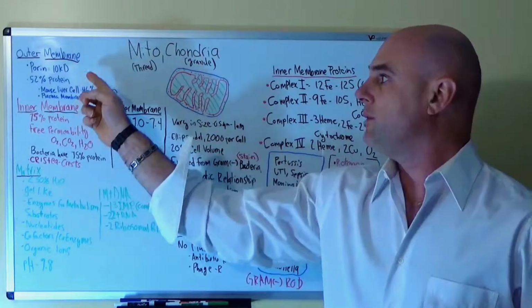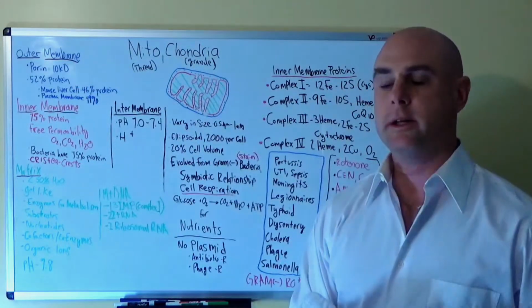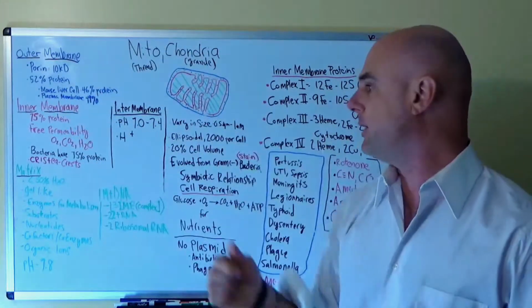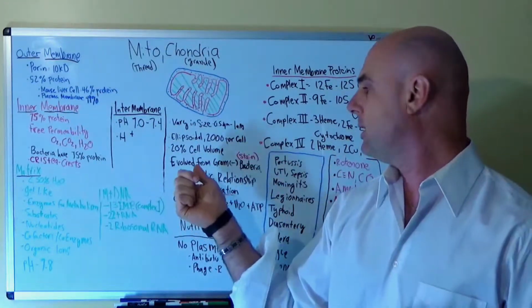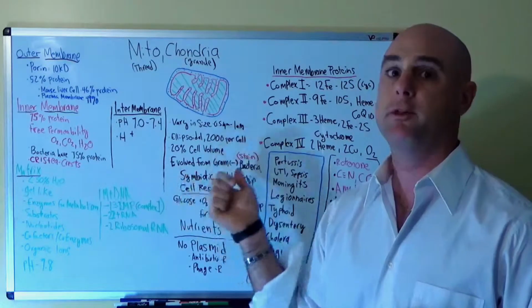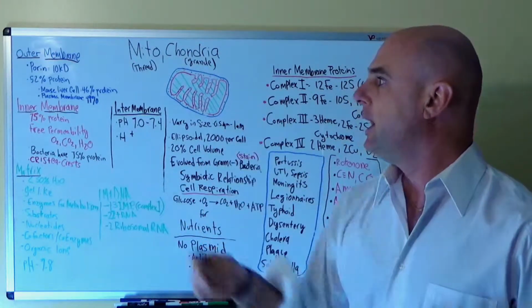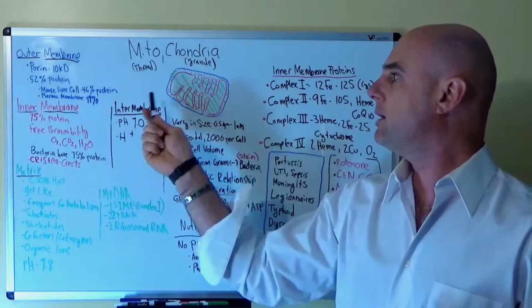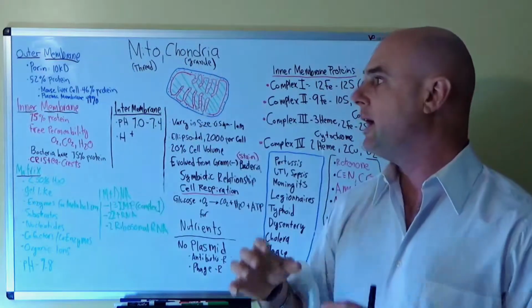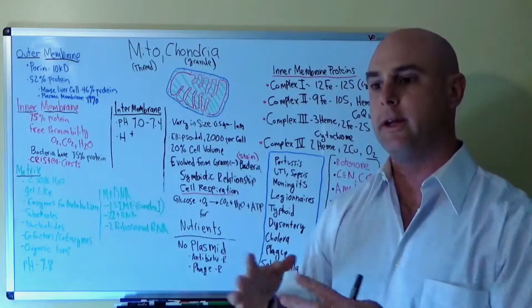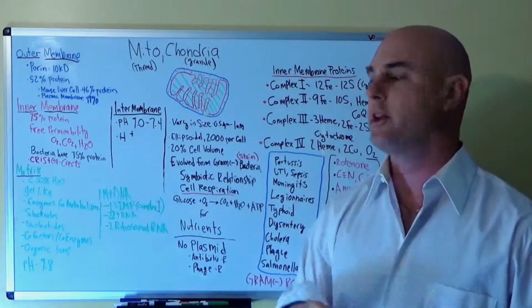So this outer membrane is more likely one of the eukaryotic membranes rather than a membrane from the bacterial ancestry part of the mitochondria. And this outer membrane here has porins, which are basically like passageways that allow substances to go and come as they please.